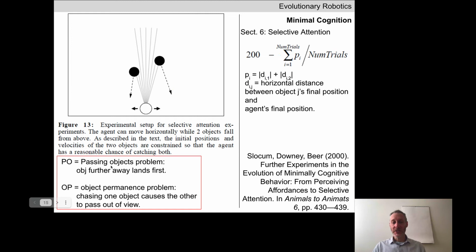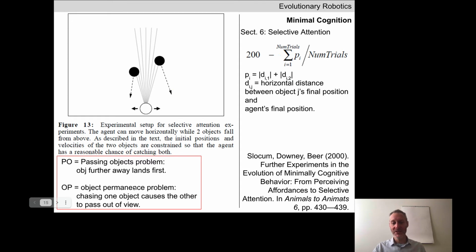Okay, so as we just talked about, there are two separate problems or two separate challenges that the robot has to negotiate as it's evolving the ability to solve this task. The first problem is the passing objects problem, which is visualized here. This closer object is moving more slowly than the further object is. The further object is moving faster. How does the robot know? How does it determine, or how does it move in such a way that it gets the appropriate sensory signals to know which object is going to hit first and then know how to go after it?